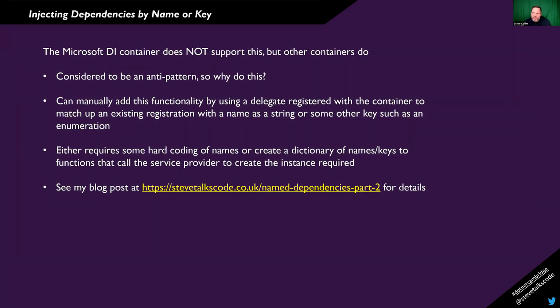A feature that is supported by other containers, such as Autofac, is being able to specify a dependency to be resolved by the container using a string name or key. It's considered a bit of an anti-pattern, as it comes back to the idea that your application code should not know about the container's mechanics. But what if you could do it without your class having to have knowledge of the container?